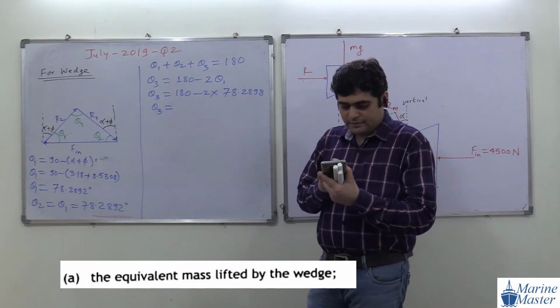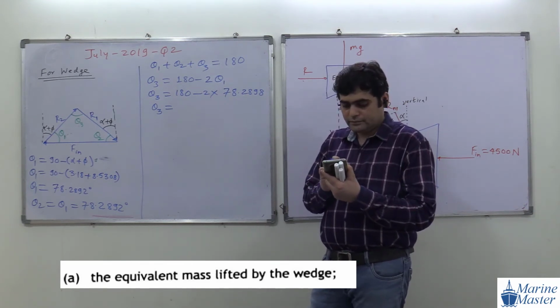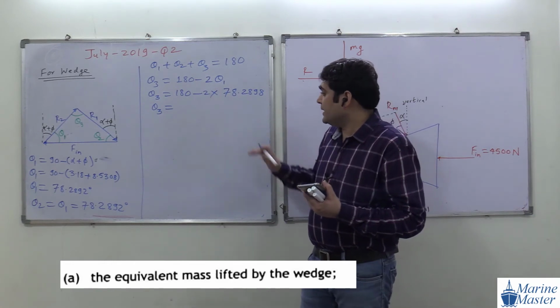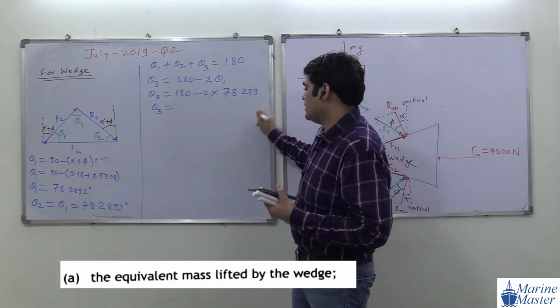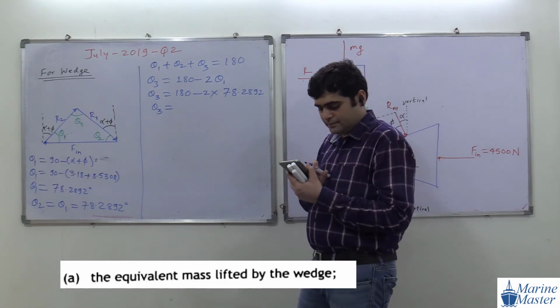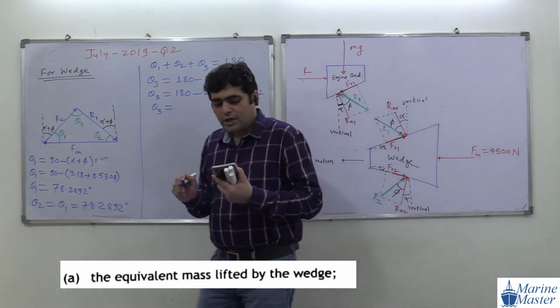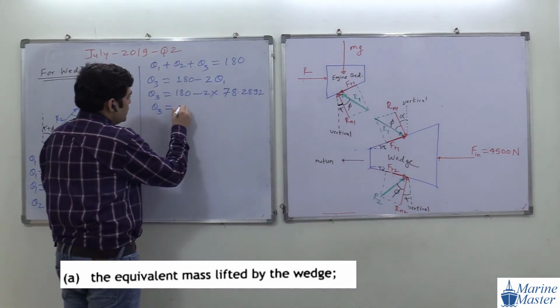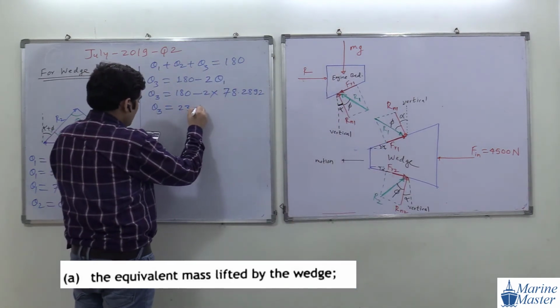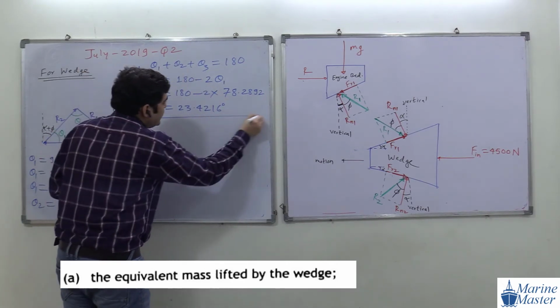So 180 minus 2 times 78.2892. Okay, by mistake I wrote the wrong digits earlier. 23 point how much, guys? 23.4216 degree. So we got theta 3.